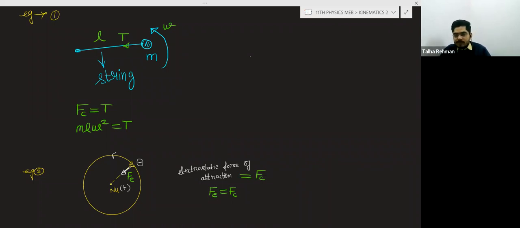That is the formula for centripetal force, mv square by r, but you should know the whole concept. Centripetal force is equal to the net force towards the center, and that net force is equal to the centripetal force. And if you want to write the formula, it is m r omega square, where r is basically the distance from the center.